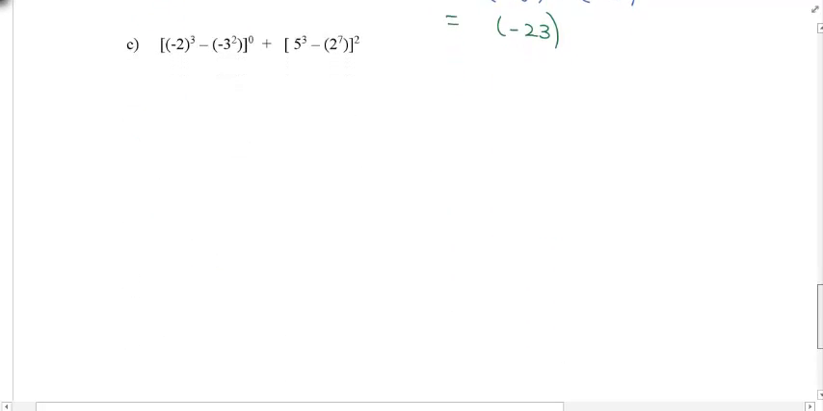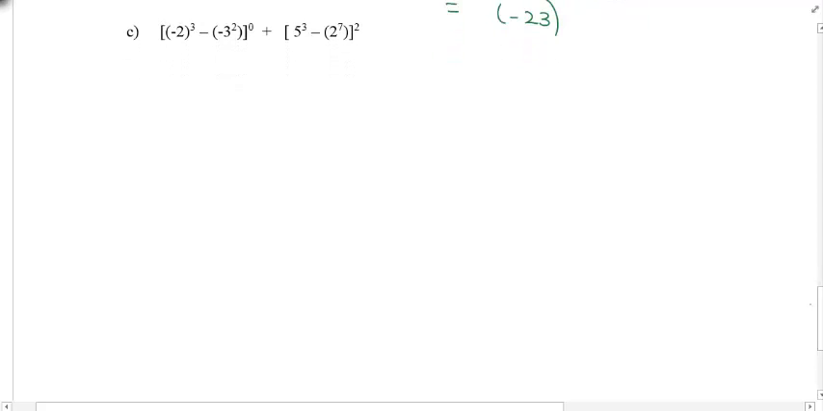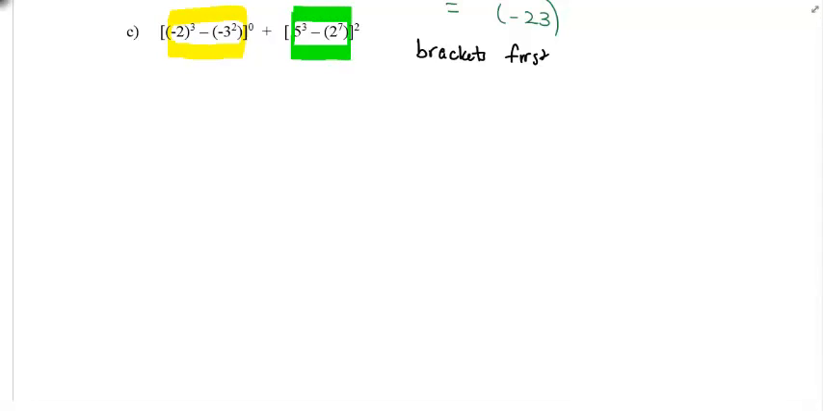Alright, last one here, part C. Woo! This is like mammoth, brackets, exponents, everything. So, notice I have brackets, so you gotta do brackets first. So in that case, I'm saying, look, I've got 2 sets of brackets. This one I highlight here in yellow, and this one I'm highlighting here in green. Just do those from left to right then, okay?